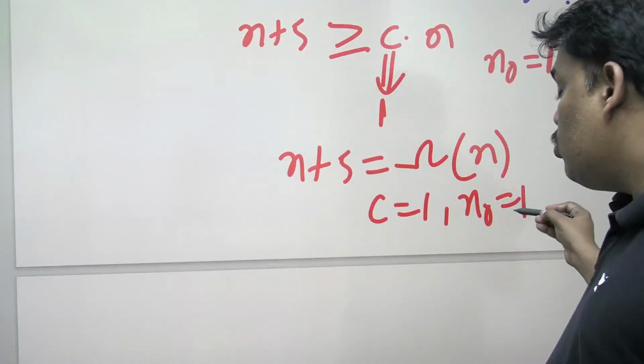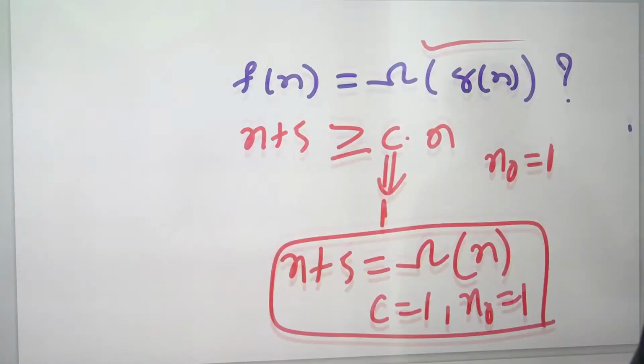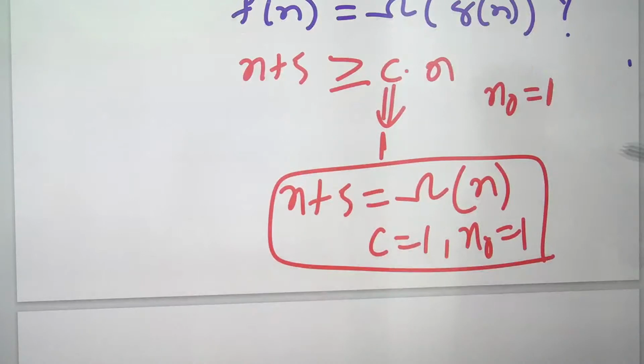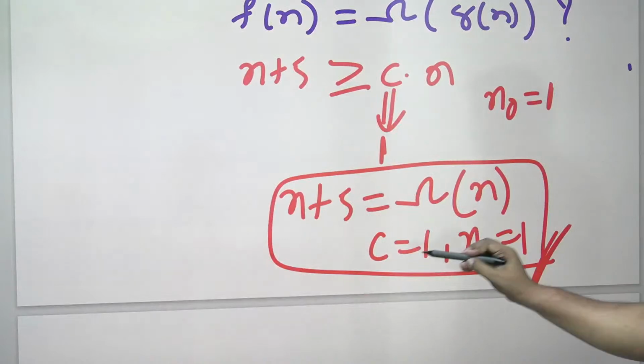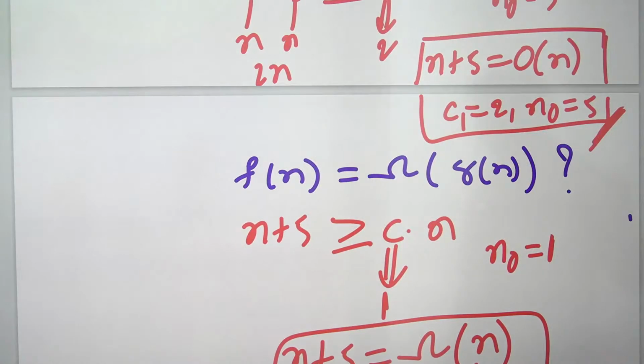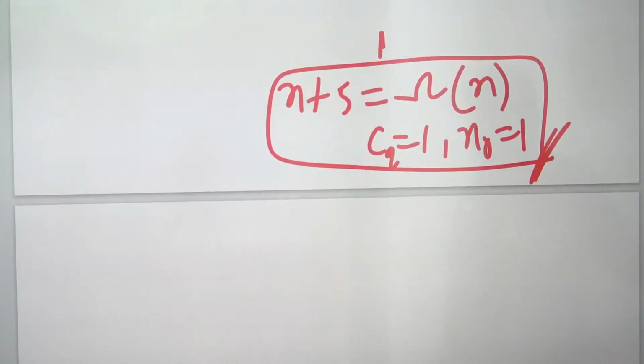What is the meaning of n0 value is 1? It works from 1 onwards. Here, big O works from 5 onwards, and omega works from 1 onwards. For which constant does big O work? 2. For which constant does omega work? 1. So for some constant C1, n0 of 5 onwards, big O is possible. For some constant C2 which is 1, n0 of 1 onwards, it is possible. So what I want to say is, big O and omega both are possible.